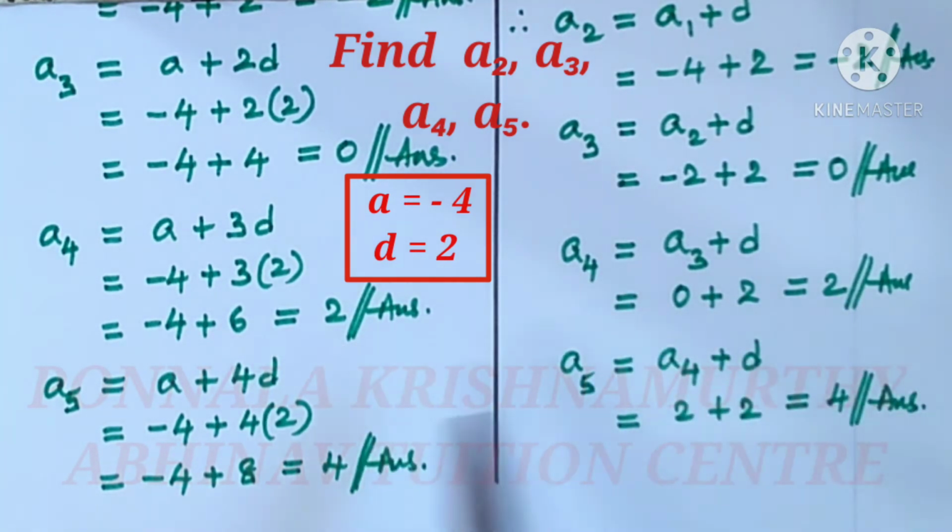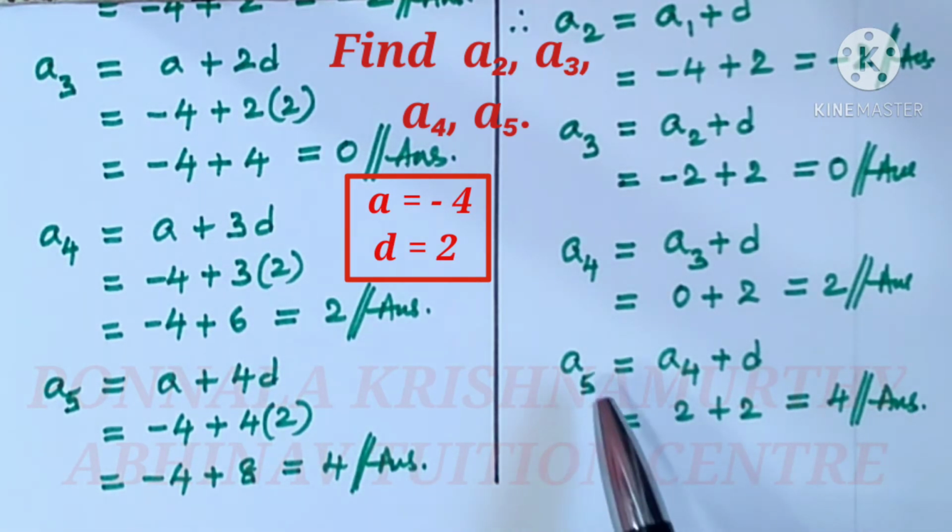Same answers. A5 is equal to A plus 5 minus 1 into D. A is minus 4, plus 4D is 4 into 2, that is 8. Minus 4 plus 8, different signs, subtraction, bigger number sign. So 8 minus 4 is plus 4. A5 equal to plus 4, answer.